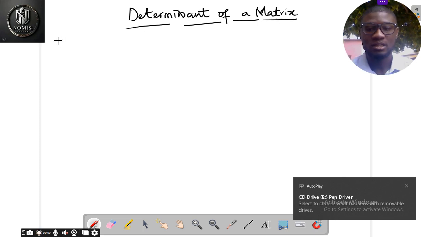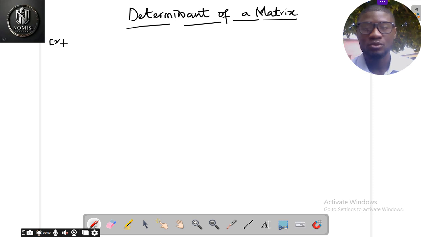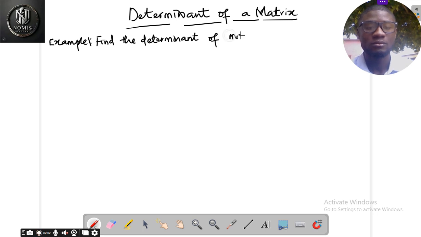So let's take an example. Example number 1. Find the determinant of matrix A when matrix A is equal to 1, 7, 5, 6.